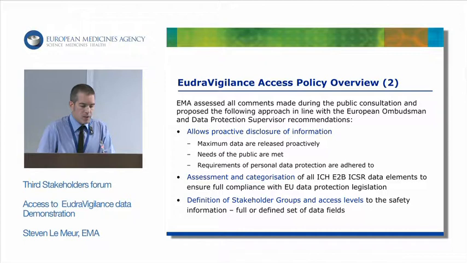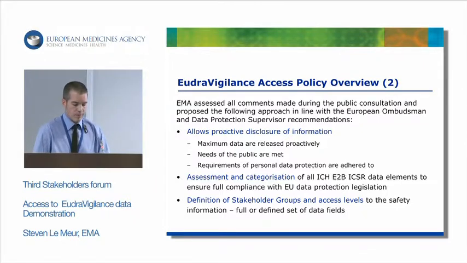What the access policy also does is to define a set of stakeholder groups, and with those groups, different access levels to the safety information. There are two different levels of access: one which is full access, so the group can see all the information from a safety report, and access to a defined set of data fields.